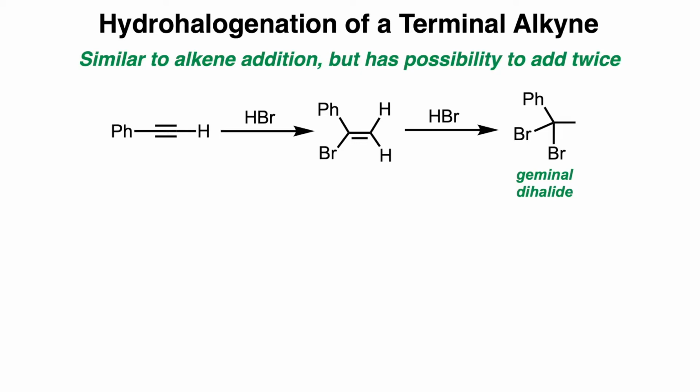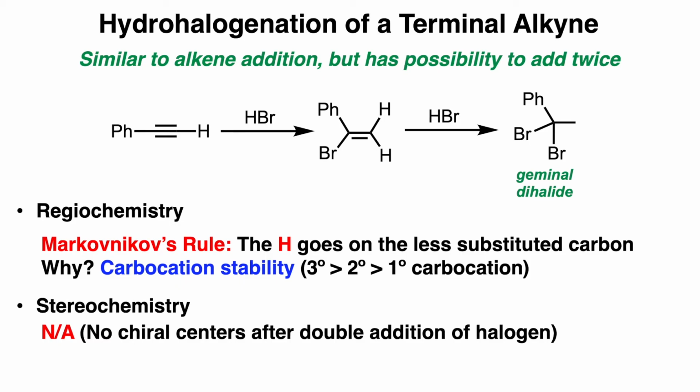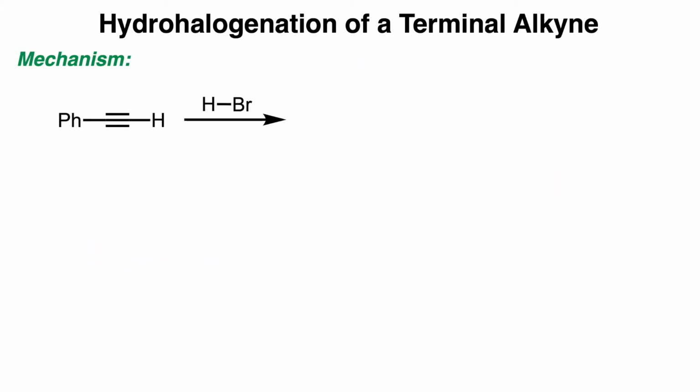After a terminal alkyne reacts with the first equivalent of HX, an alkene is formed where the hydrogen adds to the less substituted carbon and the halogen is added to the more substituted carbon. Now, the only difference is that a second equivalent of HX could also add across the alkene to form a geminal dihalide. This reaction does not have stereochemistry because there are no chiral centers formed in the product after the two halogens are added.